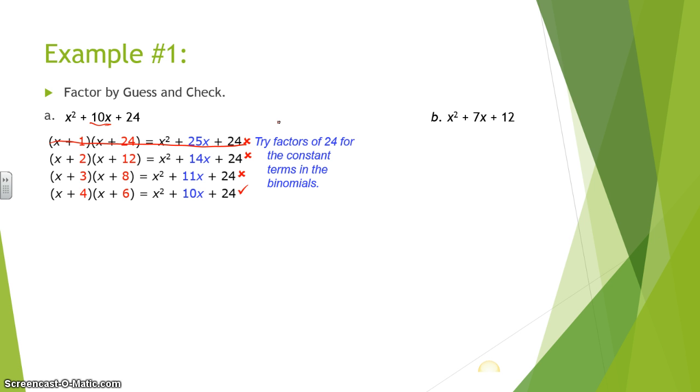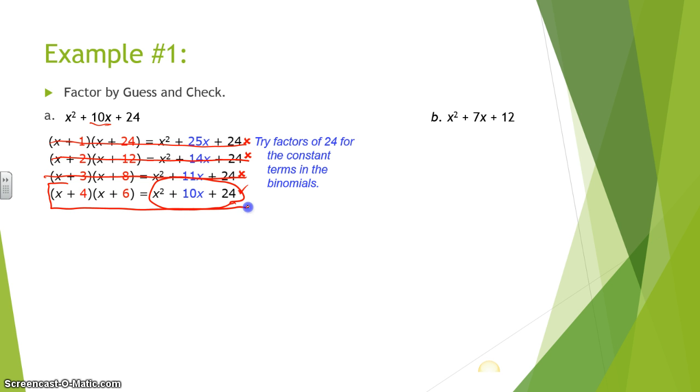2 and 12, 2 times 12 is 24. When you add 2 and 12, that gives you 14x, so that's out because it does not add to 10x. 3 times 8 is 24, but when you add those, you get 11x. That one is out. The last factors of 24 are 4 and 6. 4 times 6 is 24. When you add it together, you get the 10x.